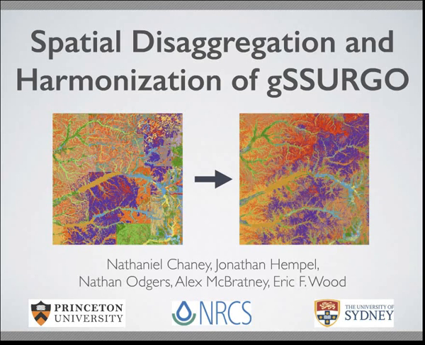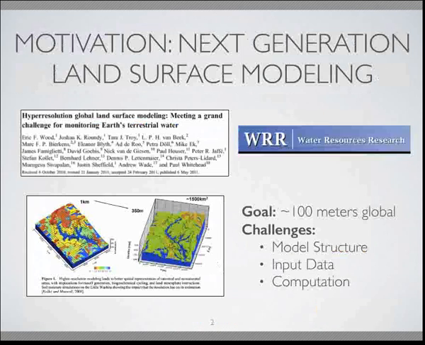So the title of the presentation is Spatial Disaggregation and Harmonization of gSSURGO over CONUS. And this, as John pointed out, was a result of the visit that I had at University of Sydney with Alex McBratney's group back in March and April. So let's go to the second slide, which is really the key motivation.